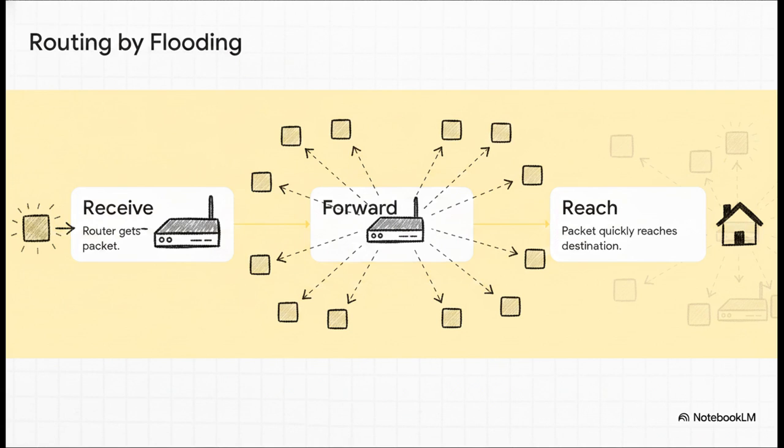Let's walk through it. Step 1. A router receives a packet of data. Step 2. It immediately duplicates that packet and shoves it out to absolutely every single neighbor it's connected to except for the one that just sent it. Step 3. The packet rapidly reaches its destination. Now, obviously, it is completely inefficient for a normal network. But in highly specialized environments where routing information is incredibly scarce, this massive broadcast basically guarantees the message gets through.